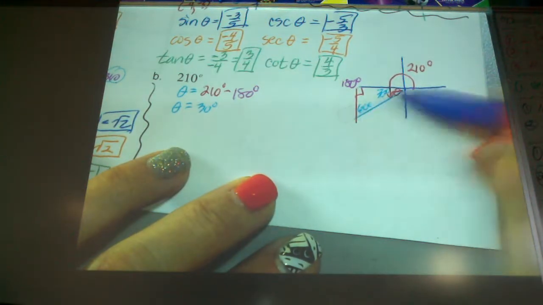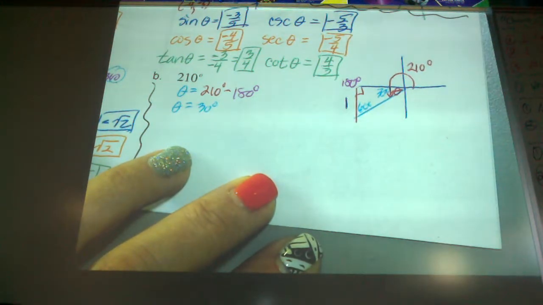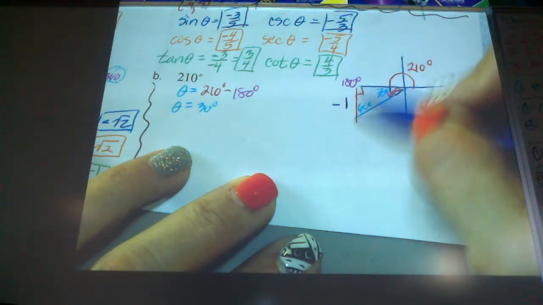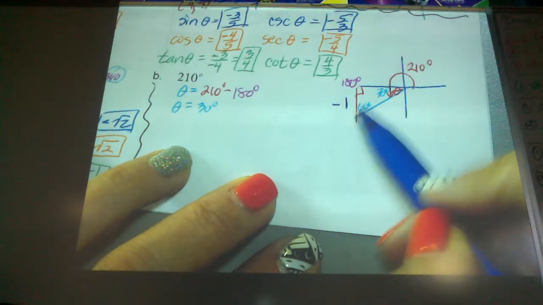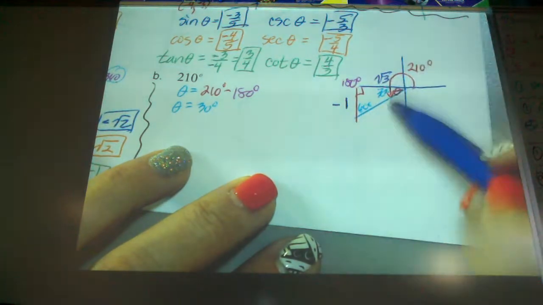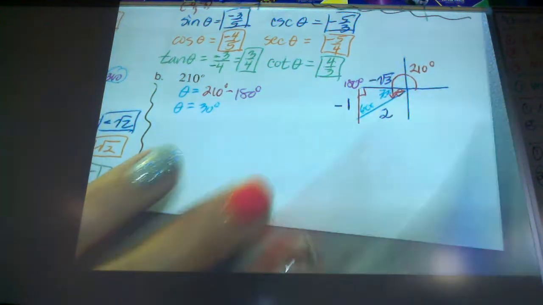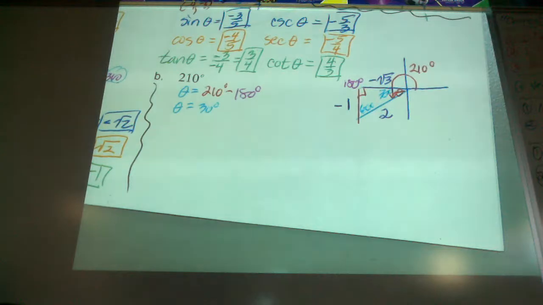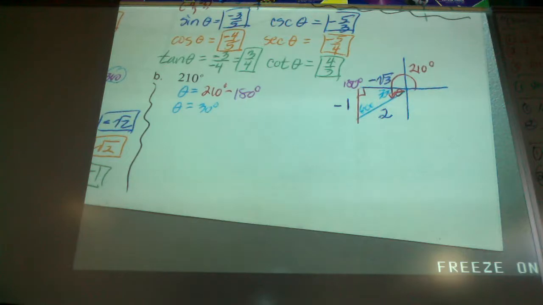Always across from 30 degrees is what number? 1. And in this case, is it a positive 1 or a negative 1? It's negative, because that direction below the x-axis for y is negative. And then across from the 60 is always what? Rad 3. So is this a positive rad 3 or a negative rad 3? Negative. And then your hypotenuse is 2, and it's always positive, no matter what quadrant. So now find your sine, cosine, tangents of 210 degrees. And 30 degrees is your reference angle, not the 60.